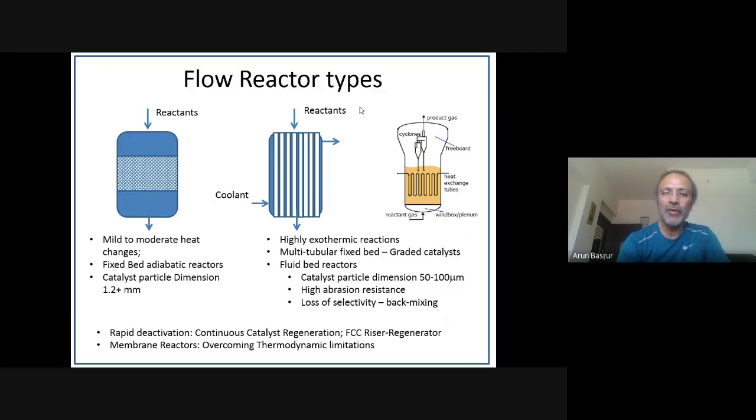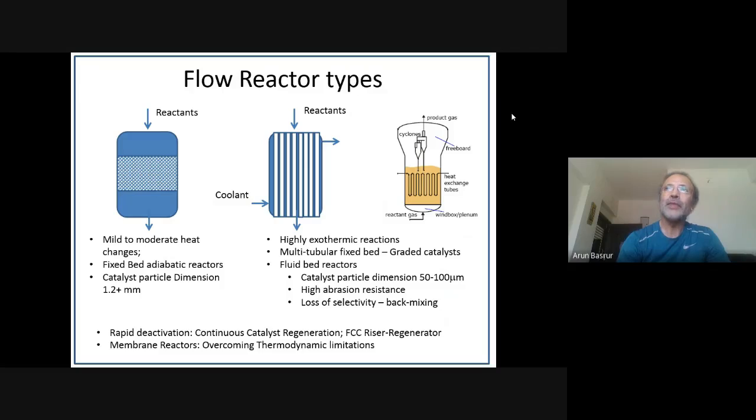Another way, when we operate multitubular fixed bed reactors, is to use graded catalysts. In graded catalysts, the composition of the active phase is varied along the length of the tube in order to get maximum utilization of the tube length. Another way of handling exothermicity is to go for a fluid bed reactor. Here, the design is more intricate because the catalyst is now in the form of microspheroids, which are micron size in diameter, typically about 70 to 80 micrometers in size.